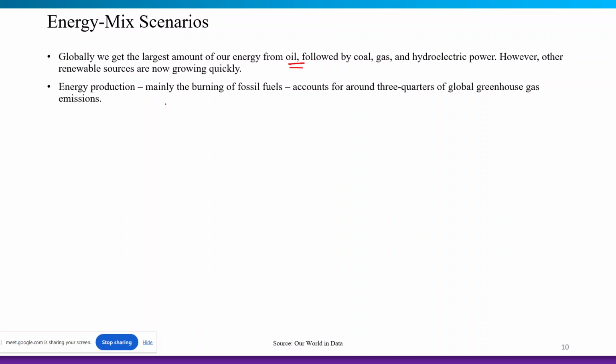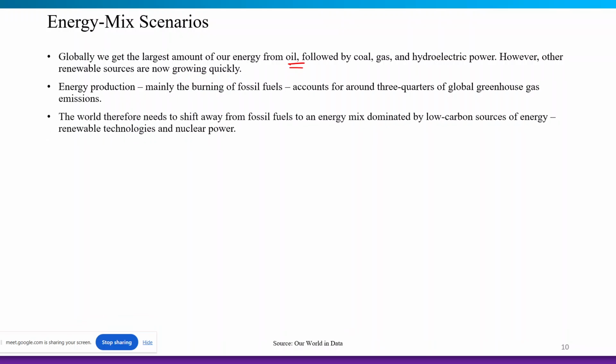So energy production, mainly the burning of fossil fuels, accounts for three-quarters of global greenhouse gas emissions. A lot of emission is happening from the burning of fossil fuels. The world therefore needs to shift away from fossil fuels to an energy mix strategy dominated by low carbon sources of energy, renewable technologies, and nuclear power.